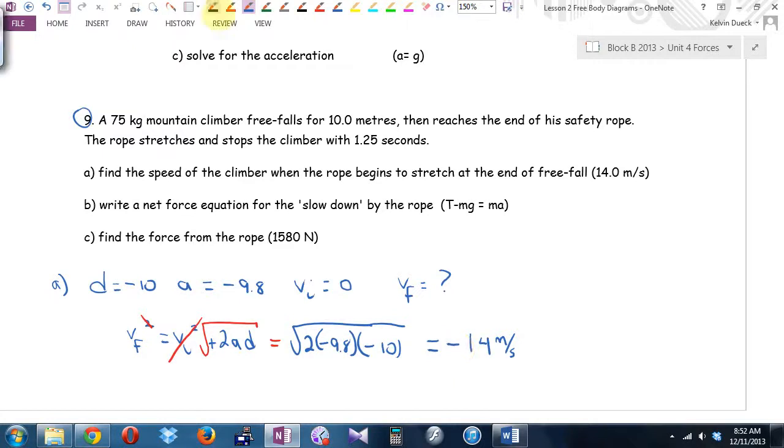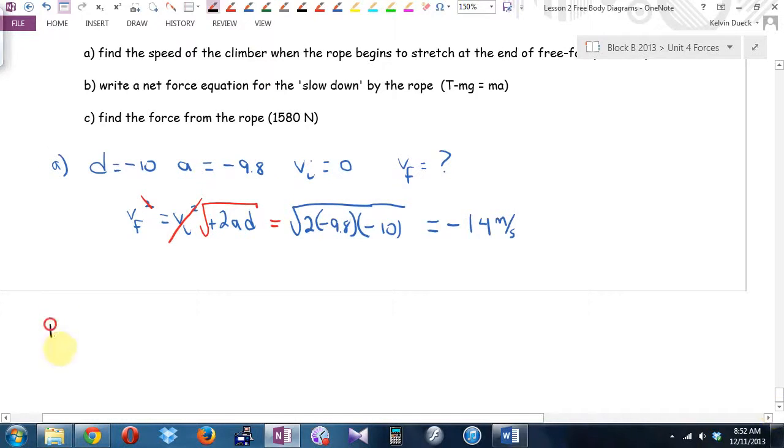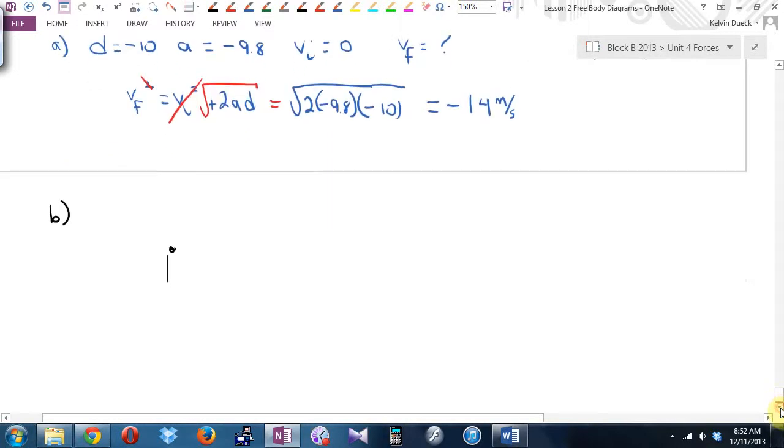What does B want, Dom? That's a job for a free body diagram. There's the climber. And we're talking about when the rope jerks him to a stop, or her to a stop. What are the forces acting on this climber? Get the obvious one. Darn right. What else?